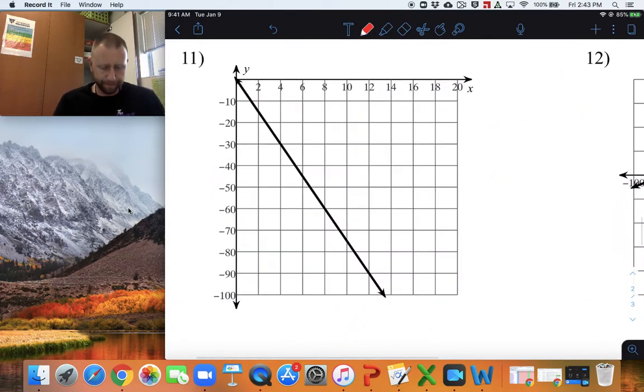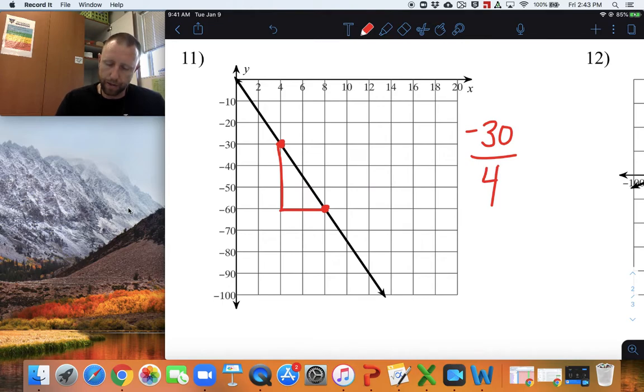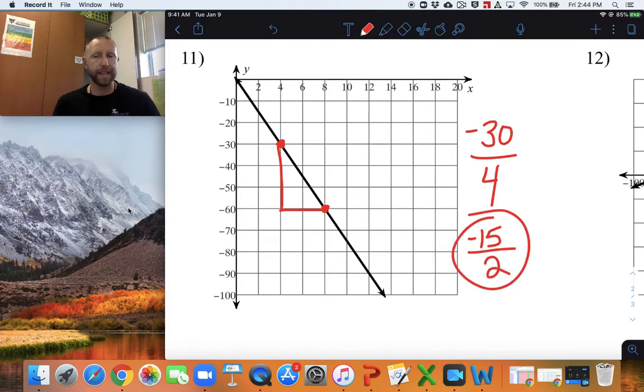For number 11, again, pick any 2 points. I'll pick this one and this one. Okay? Draw your slope triangle. So I go down 1, 2, 3, but they're counting by 10s, so I'm going to put -30. I only go over 2 lines, but they're counting by 2s, so really I went over 4. 2 times 2 is 4. And then just simplify that. Those are both even. Divide both of them by 2. 30 divided by 2 is 15, so it's -15. And then 4 divided by 2 is 2. And that can't be simplified, so we leave it as -15 halves.